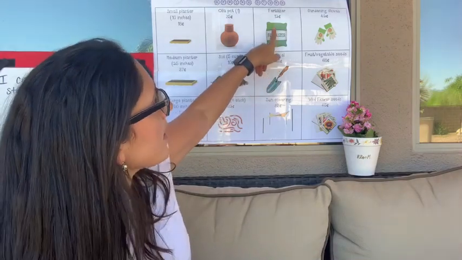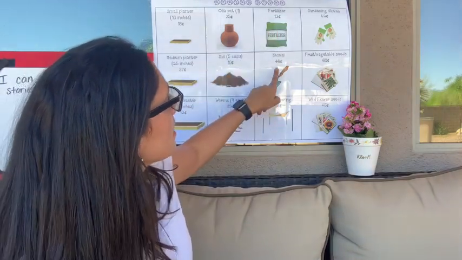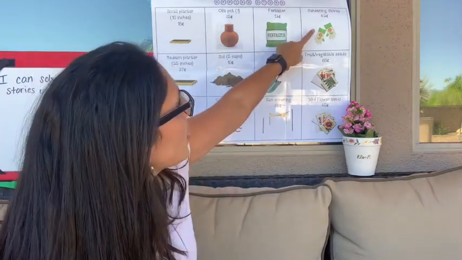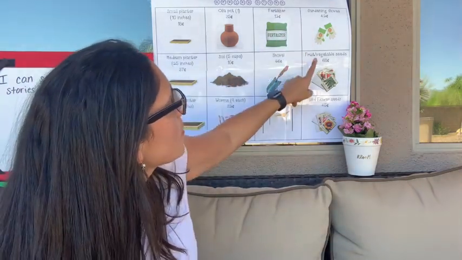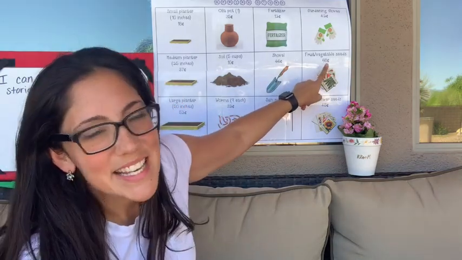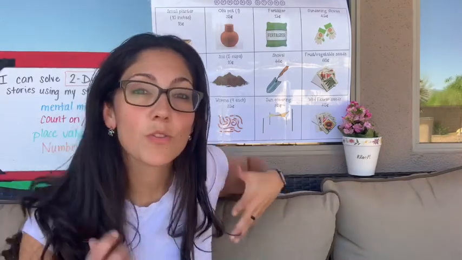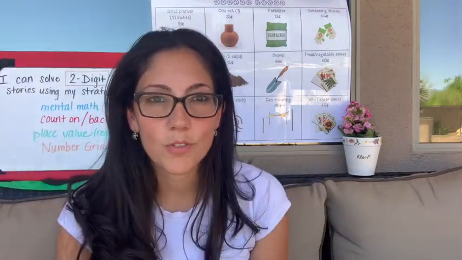Fertilizer, you can get a little bag for 12 cents. A shovel is 46 cents. A sun covering is 85 cents. Gardening gloves are 42 cents. Fruit and vegetable seeds are 68 cents. And wildflower seeds are 45 cents. So using those prices and some story problems, we're going to do some problem solving today.